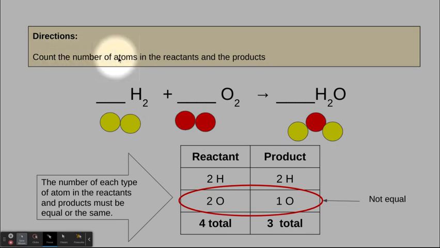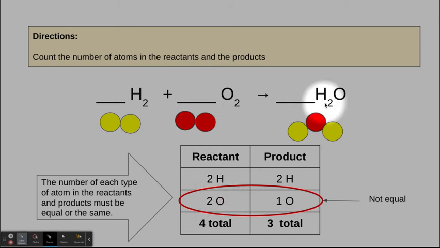The first step is to count the number of atoms in the reactants and products. We did this on the first day. So, in the reactants, we have 2 H's and 2 oxygens. How do we know that? We can count the yellow atoms of H, or we can look at the subscript of 2, which tells us there's 2 hydrogens. The same thing for oxygen as well.